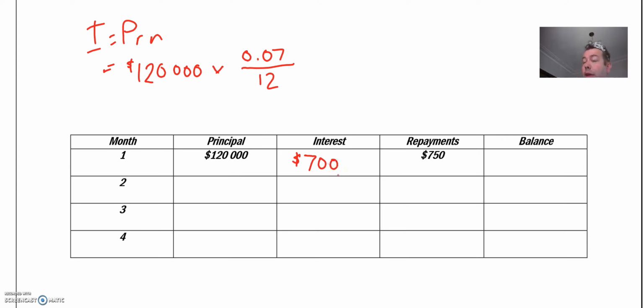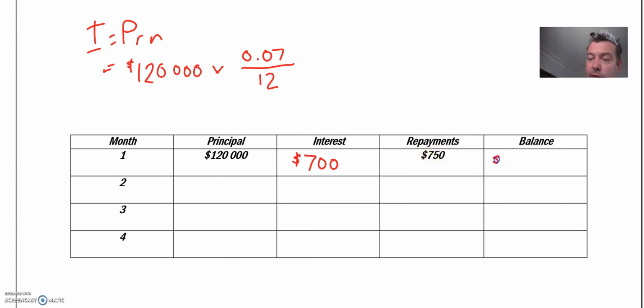Yep. That means at the end of the month, what do I owe? Well, I started owing $120,000 and they've charged me $700 interest. So now $120,000 and $700 minus a repayment. So this plus this minus this means that my balance has gone down by $50. That's $119,950. End of the month.